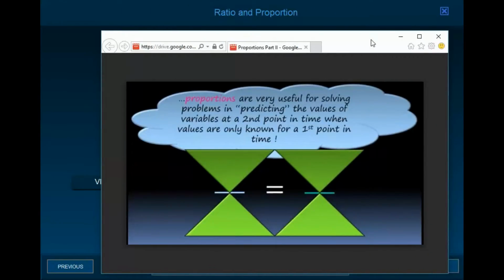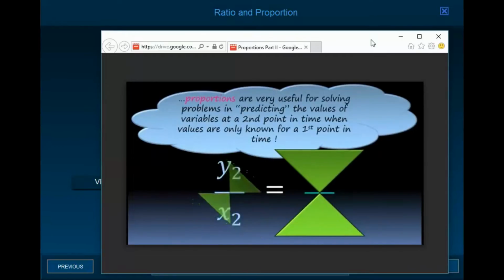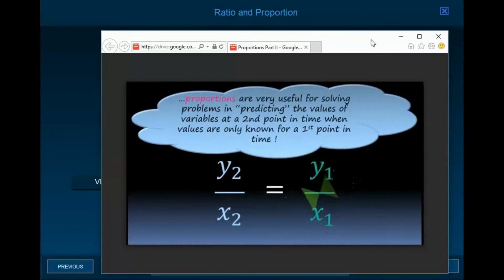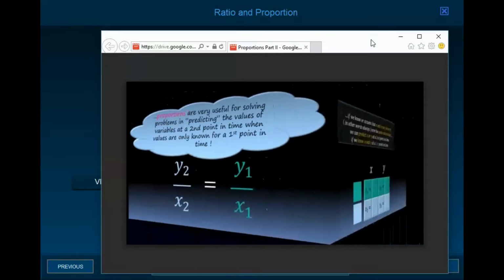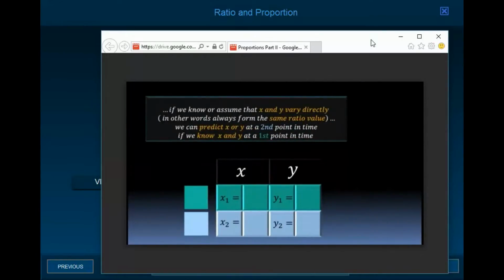Proportions are very useful for solving problems in predicting the values of variables at a second point in time when values are only known for a first point in time. If we know or assume that x and y vary directly, in other words, always form the same ratio value, we can predict x or y at a second point in time if we know x and y at a first point in time. Let's see what we mean.